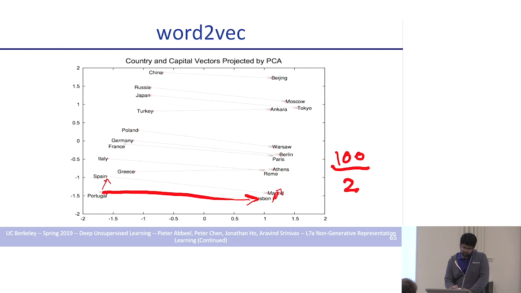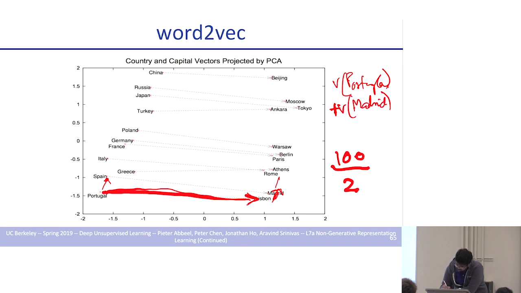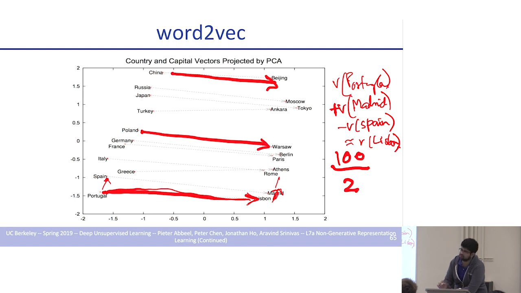So that means if I take this vector and add this, and I could subtract this. Let's say I take the word embedding of Portugal, add Madrid, and subtract Spain. I should get something very close to Lisbon. So these kinds of arithmetic would actually work here. Many countries are like that, China to Beijing, Poland to Warsaw, they're actually parallel. Obviously this is in 2D, you can't do anything more than this, but this is really cool.